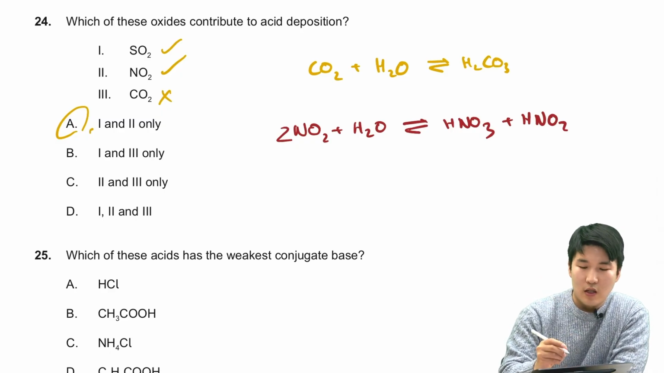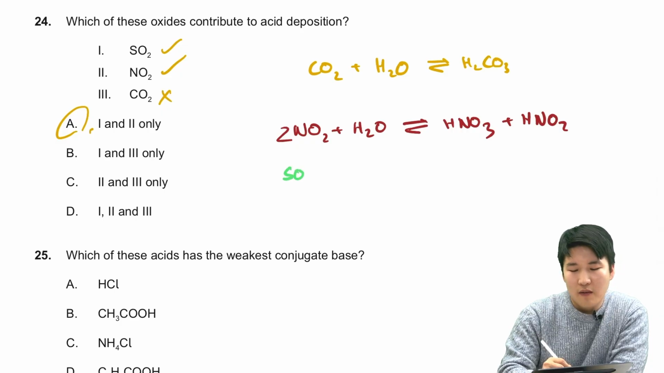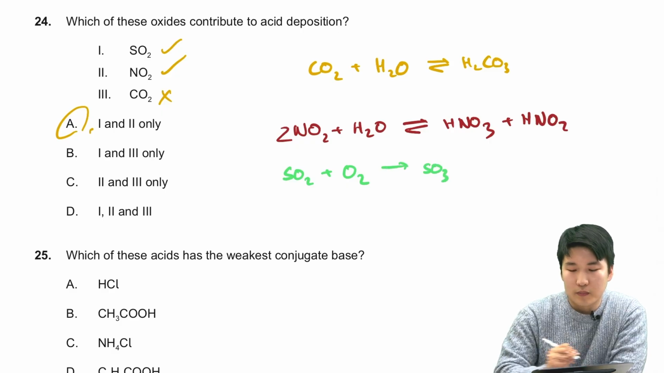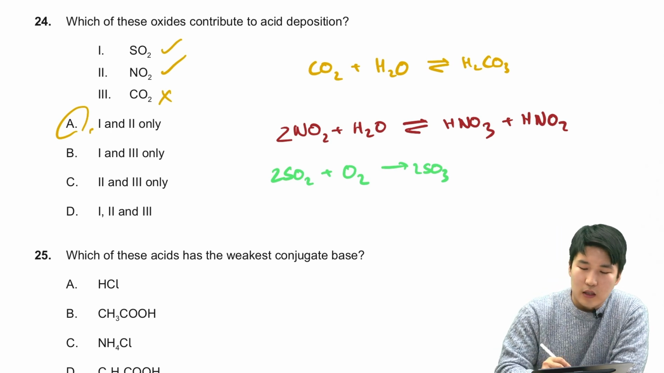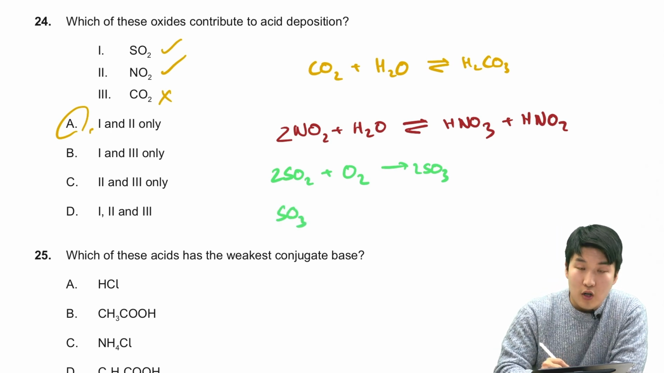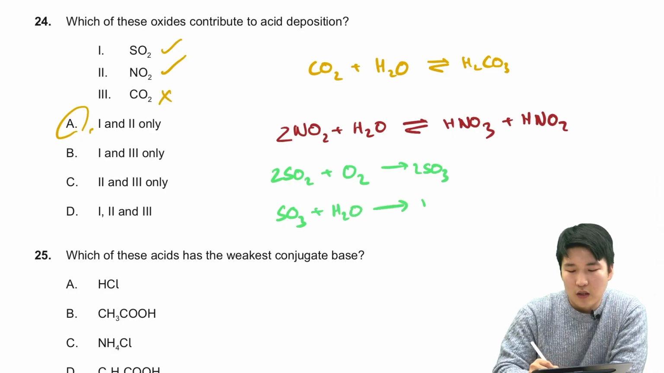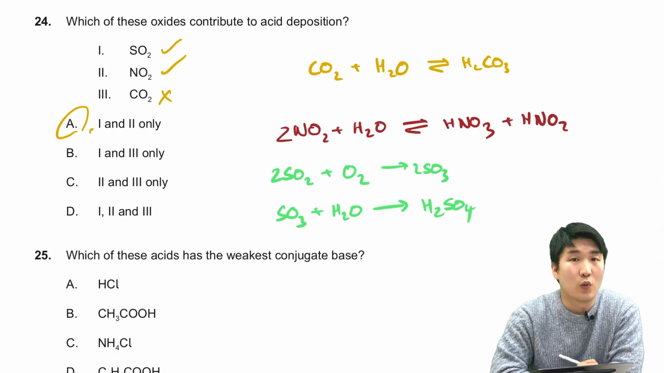Perfect. As for sulfuric acid production, we will have SO2 plus oxygen that turns into SO3. Balance the number of sulfurs and oxygens. Then it is the sulfur trioxide formed that will dissolve in water to give H2SO4.